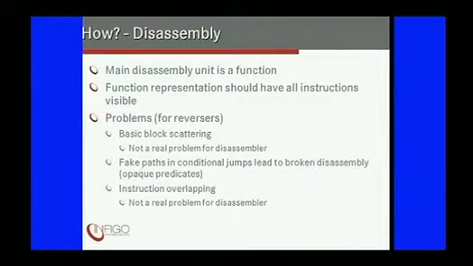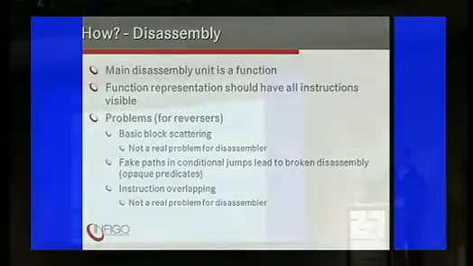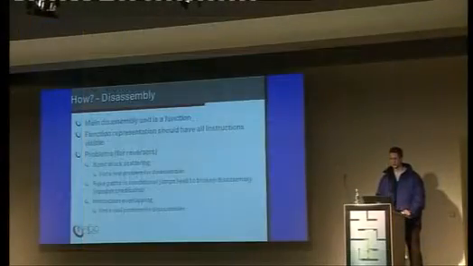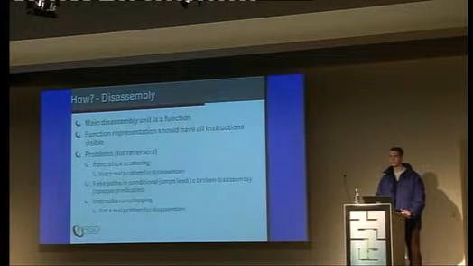In the assembly listing, if you don't have a function and small blocks are scattered around the address space, it's very hard to navigate if you don't have Graph View available. This is not a real problem for the disassembler, but for humans analyzing code. Fake paths in conditional jumps lead to broken disassembly code, and this also breaks IDA's ability to reconstruct functions.